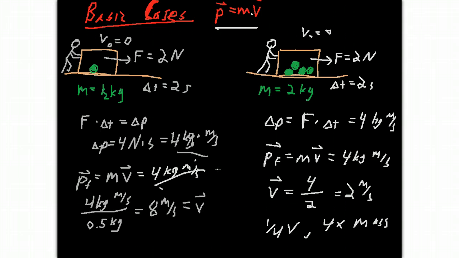Now what we're going to do is we're going to take a look at a case of a bullet and an elephant, and we'll use those to clarify what happens with momentum and how it's different from what happens with energy.